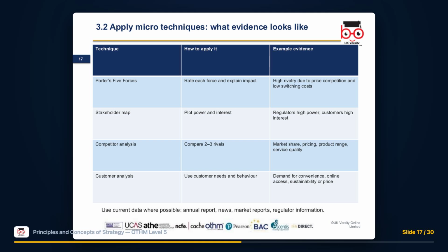With a stakeholder map, plot power and interest, for example, regulators with high power and customers with high interest. With competitor analysis, compare 2 or 3 rivals on market share, pricing, and service. Use current data from annual reports, news, market reports, and regulators.